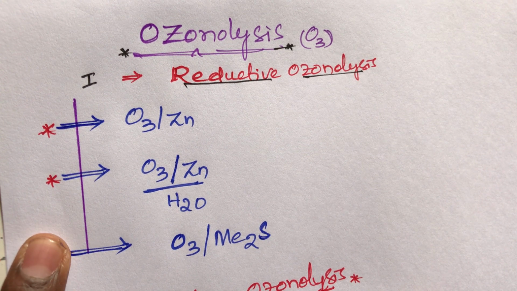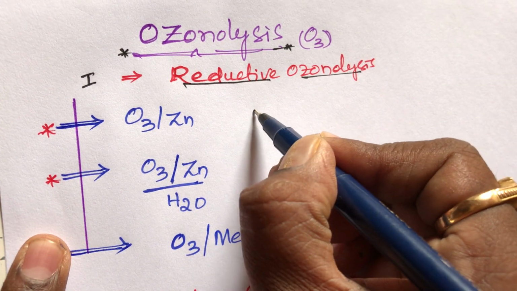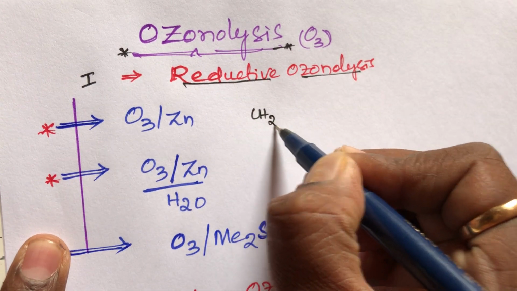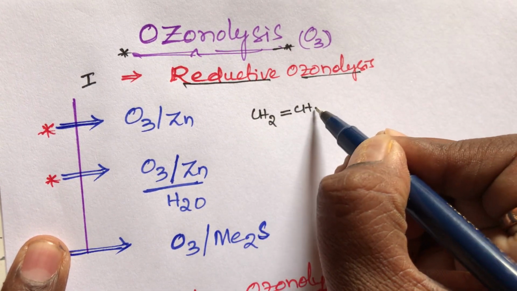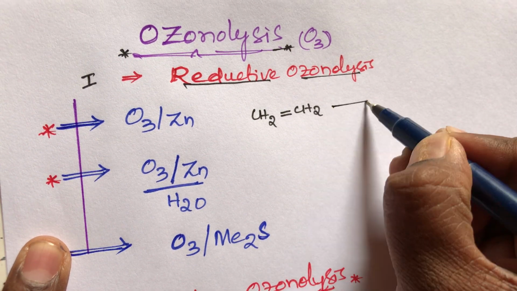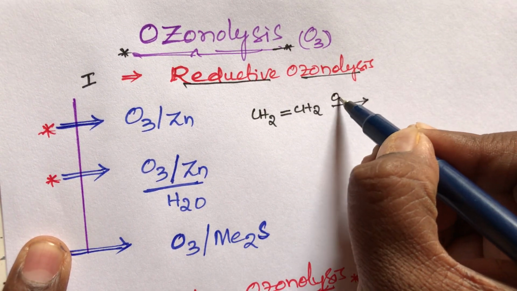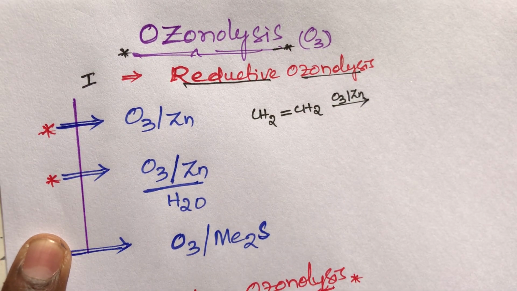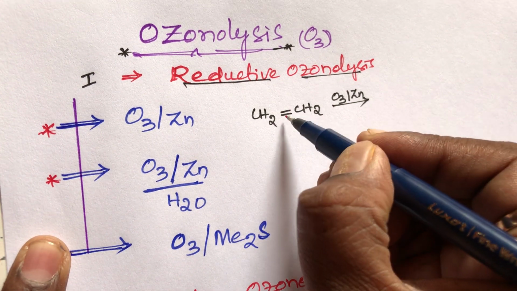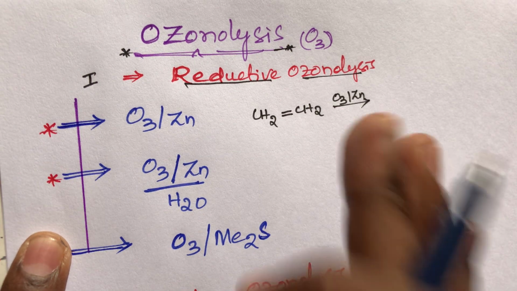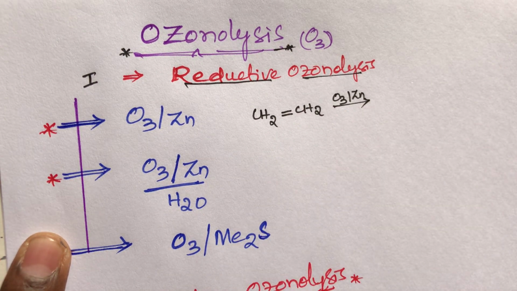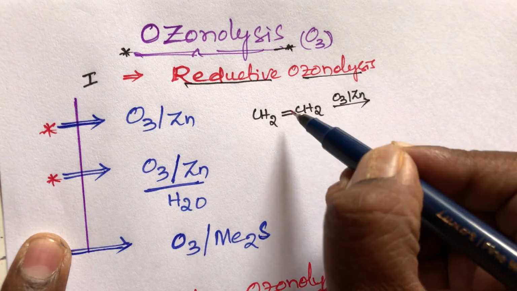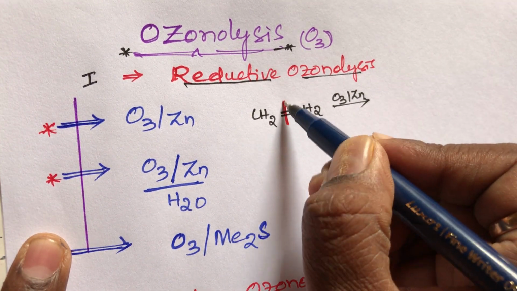Now take the example, alkenes, that is CH2 double bond CH2. Take ethylene, or ethene, reacting with ozone in the presence of zinc. You remember, student, I will give a simple trick only; I am not giving the mechanism, only a simple shortcut. This alkene has one double bond, that means a pi bond. First step is complete bond cleavage, complete bond breaking.